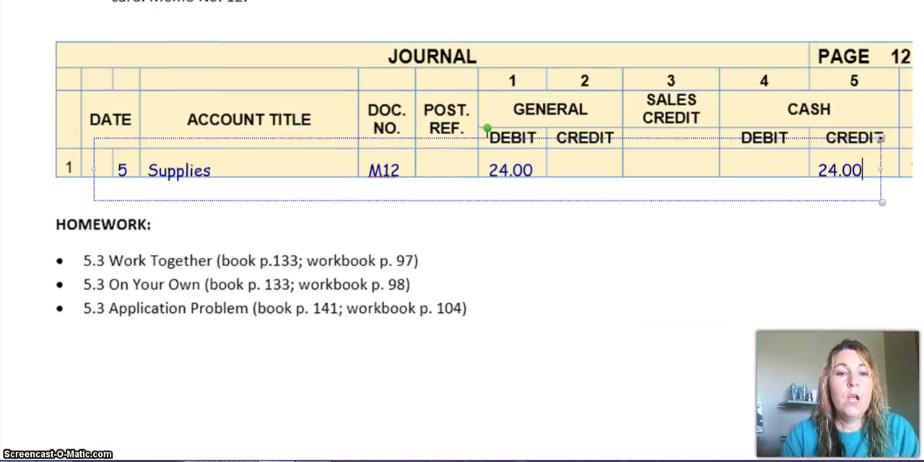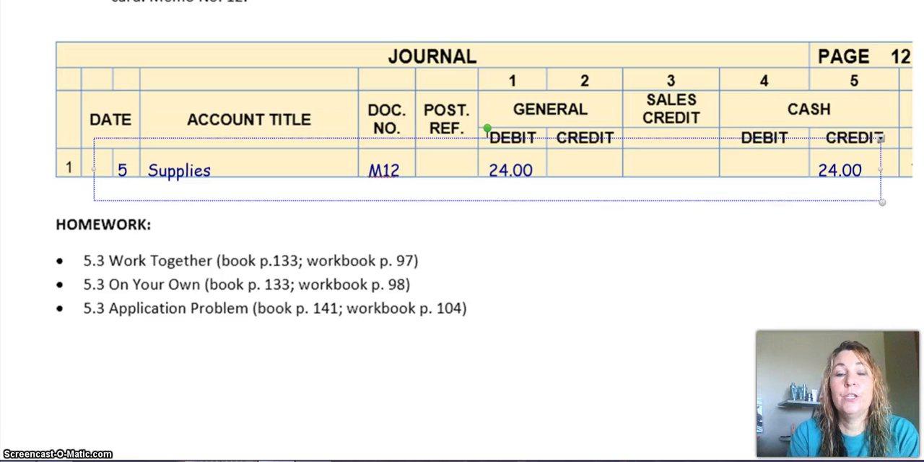So your homework. We're going to go ahead and do 5-3 work together. It's in your book on page 133 and your workbook on page 97. If you continue watching the video, we will work that one together. Then you're going to do 5-3 on your own. Again, in your book on page 133 and your workbook is page 98. Then come back to the video and double check to make sure that's right.